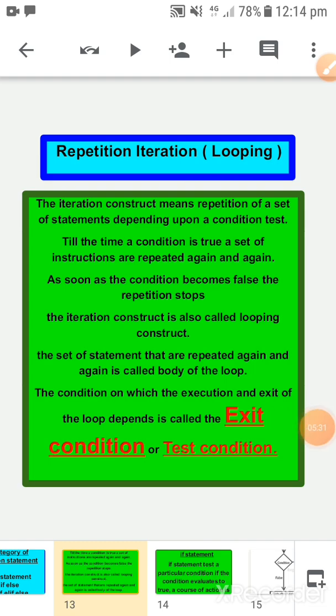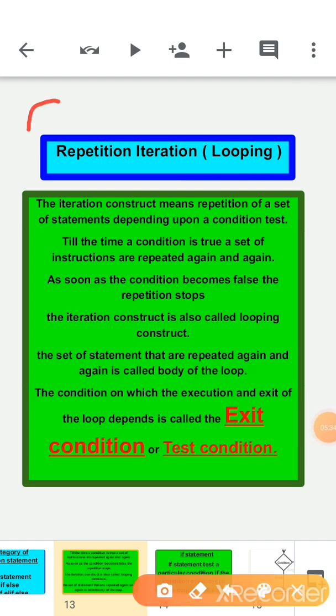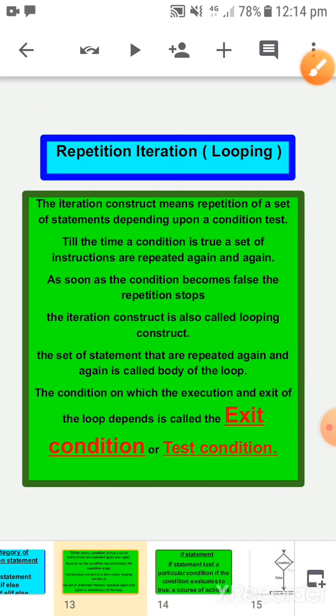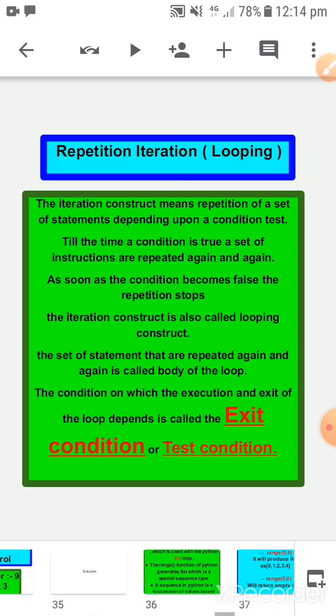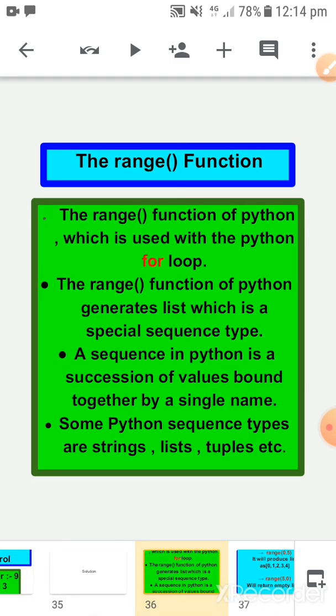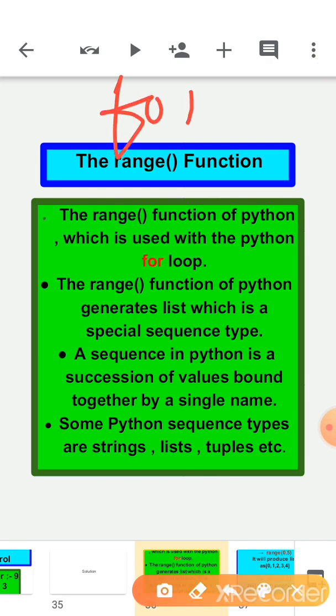Our last statement was repetition, or iteration. I told you this statement is also called the exit condition and test condition. Today we are going to discuss this. Sequence and selection statements, both we have completed, so now we are going to discuss repetition, iteration. Repetition means repeating a set of lines. Under this, we are going to discuss the for and while loop.